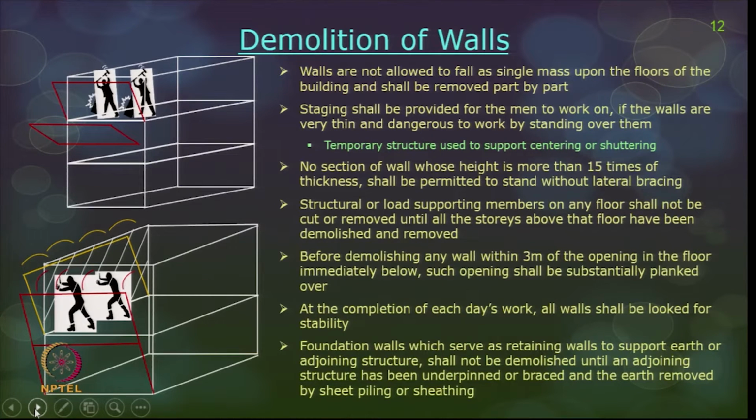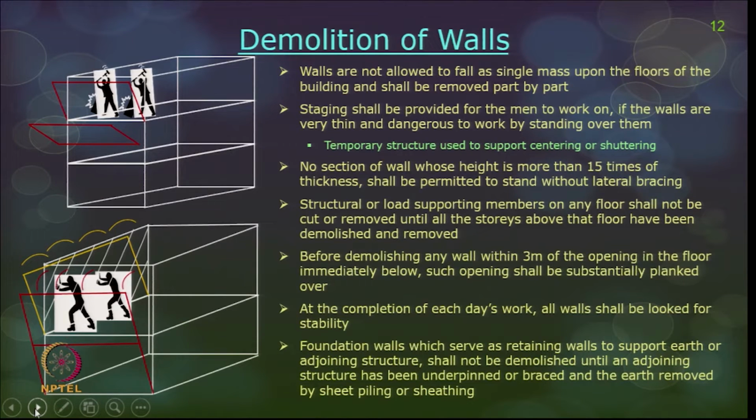Demolition of walls: again, there are a lot of safety precautions given for each component of the structure to be demolished, but walls are very critical. So, we will discuss walls. Walls are not allowed to fall as a single mass, okay, in the sense that, if you see here, the workers are trying to push the wall at a very great speed and make it fall as a single mass.